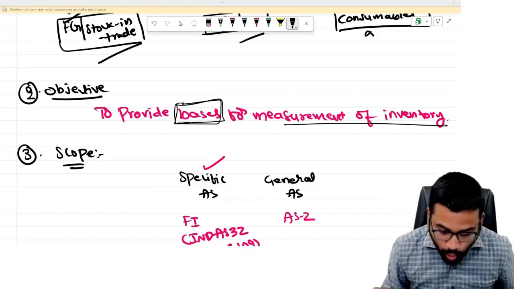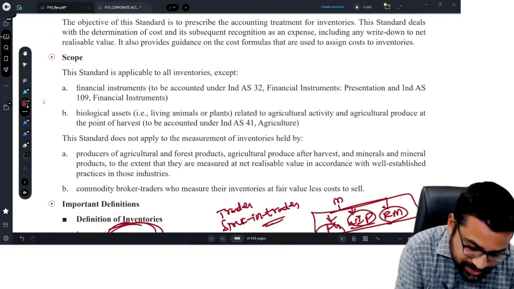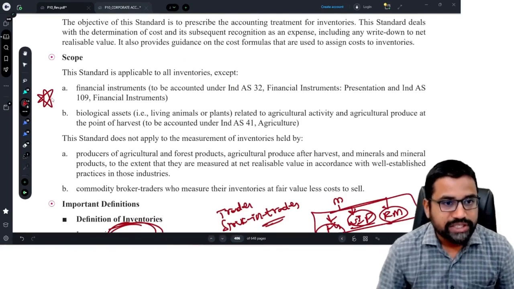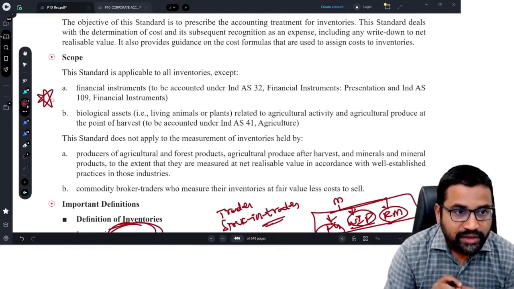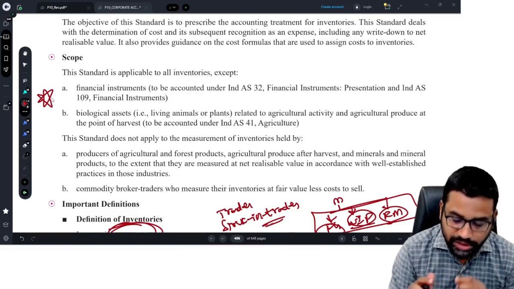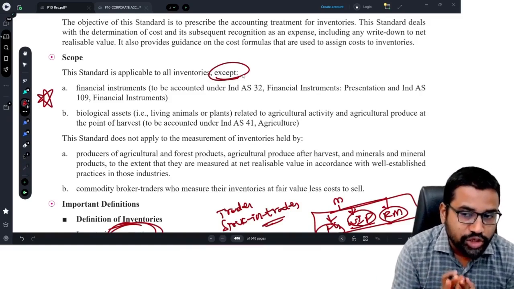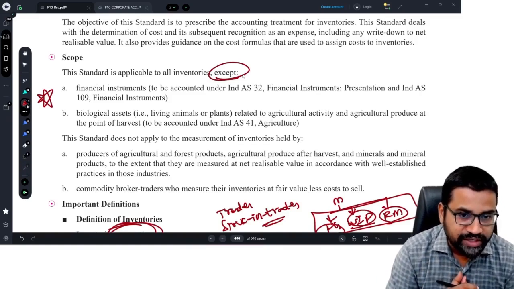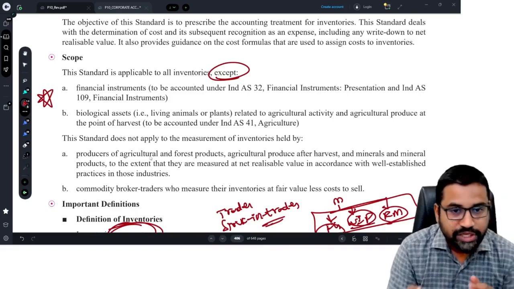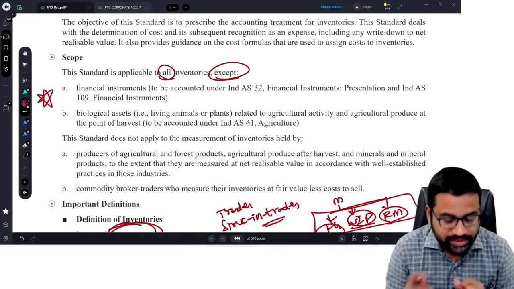Okay. Sir, scope is very, very important. You can expect an MCQ from this scope. Now listen to me carefully. Sir, whether this standard is applicable to all kinds of inventory valuation, or are there a few exceptions? The standard is not applicable for valuation of all inventories. They have given a few exceptions. This standard is applicable to all inventories except these other things.